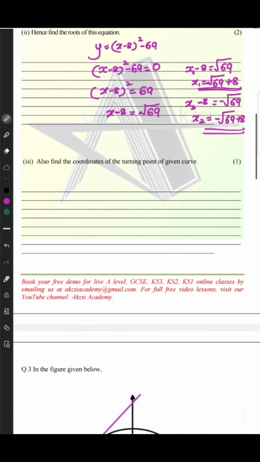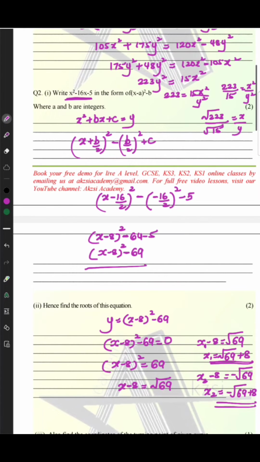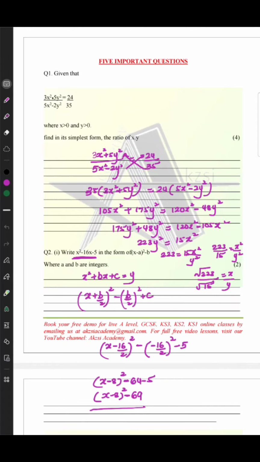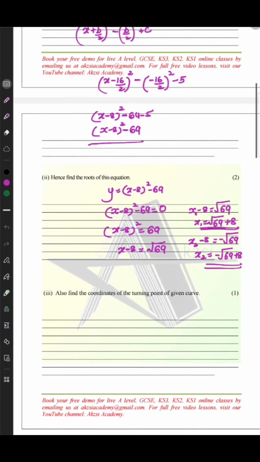Moving on to part (ii). Also find the coordinates of the turning point of the given curve. When your equation is in the form (x + b) whole squared plus c, the turning point is always (−b, c). Here we have converted this into (x − 8) whole squared minus 69. If I compare it with the (x + b) whole squared plus c form, then (−b, c) will be the turning point. Here b is negative 8, so it will become positive 8, and minus 69 will remain as it is, and that would be the turning point.